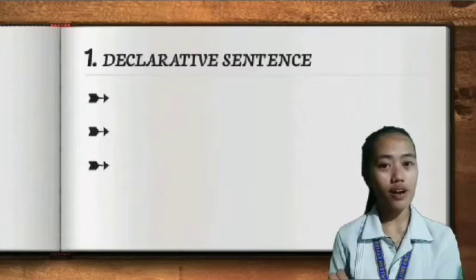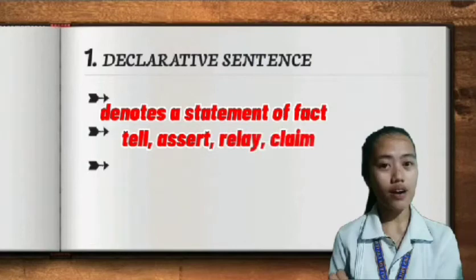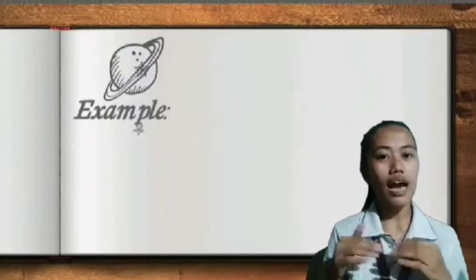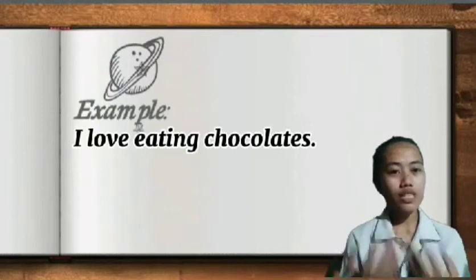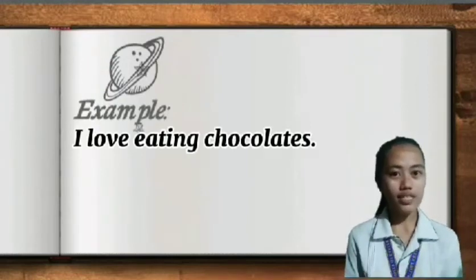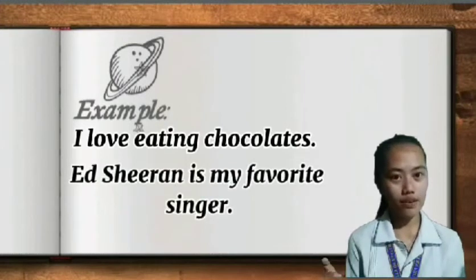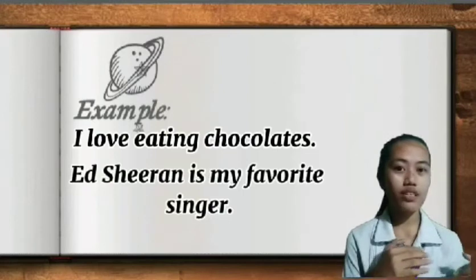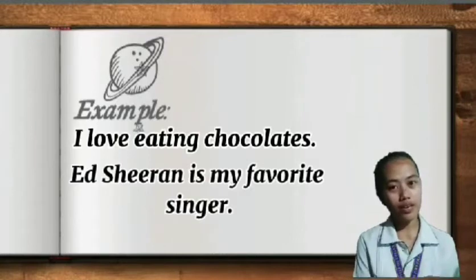First is the declarative sentence. A declarative sentence is a sentence whose purpose is to tell information, to relay, to share something, a statement of fact. Example, I love eating chocolates. This is a declarative sentence because I am telling you the fact that I love eating chocolates. Another example is Ed Sheeran is my favorite singer. Another statement of fact, because I'm just telling you that Ed Sheeran is my favorite singer, and that's it. A declarative sentence ends with a period.